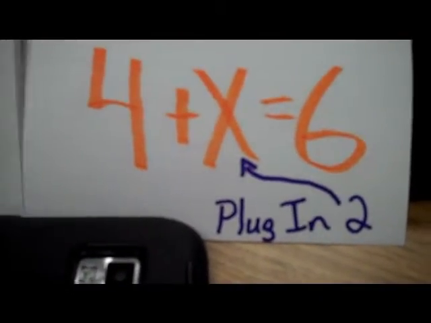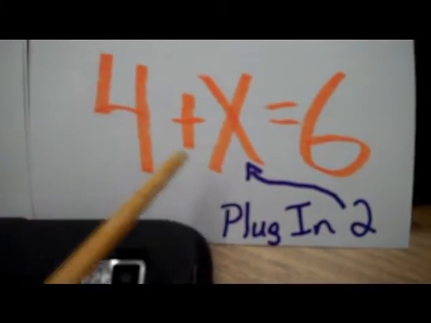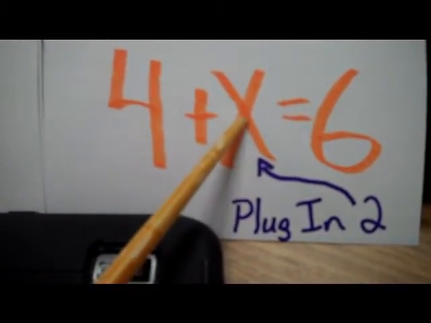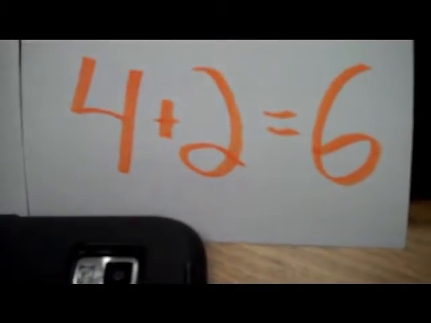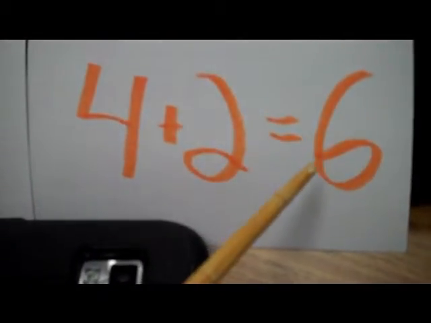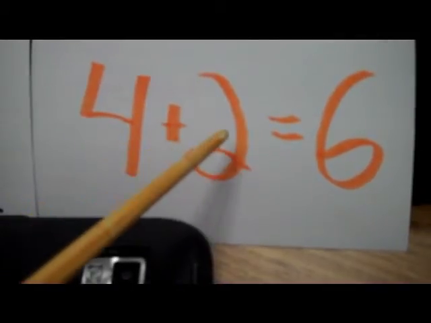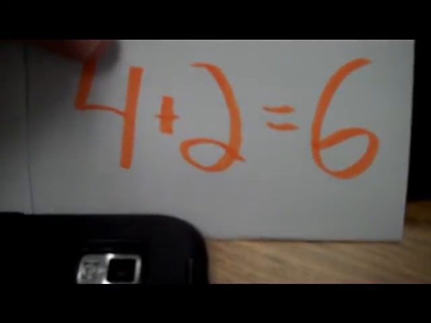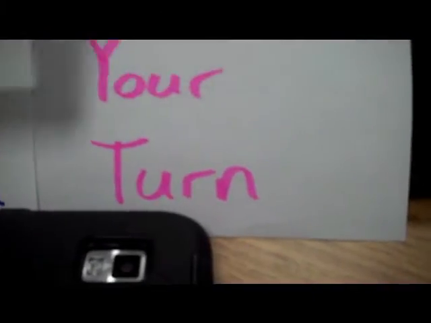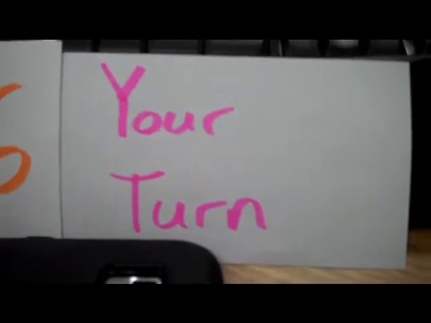And then we want to go back to our original problem, plug in that 2 here for x, because we solved for x, and x equals 2. So 4 plus 2 equals 6 is what it tells me. Is that correct? Does 4 plus 2 equal 6? It certainly does.